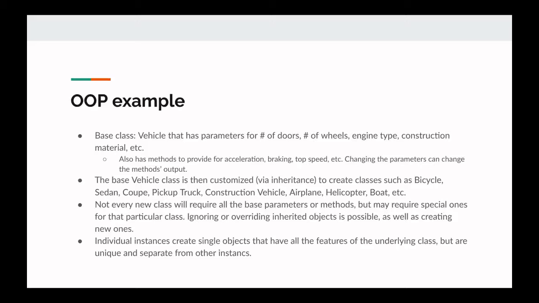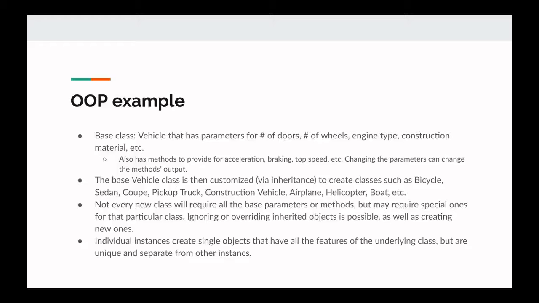So if you have a base vehicle class, then you can inherit all of those parameters and methods that base class has and create specific types of vehicles. So these would be subclasses of vehicle. You would have a bicycle class, an automobile class, an airplane class, a helicopter class, a boat class, things like that. Those are all taking that basic formula that your vehicle class has, the parameters and the methods, and then specializing it for that particular object that you're talking about.